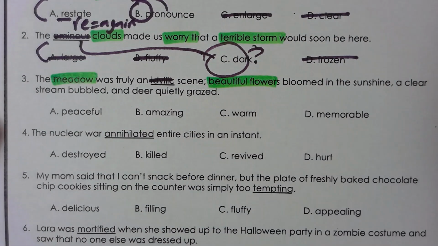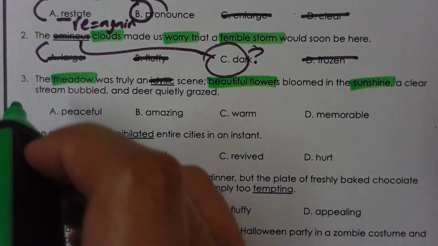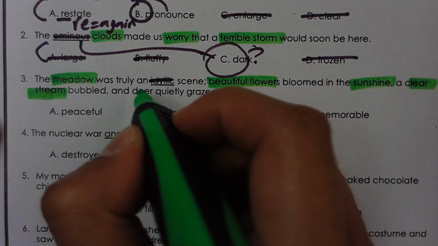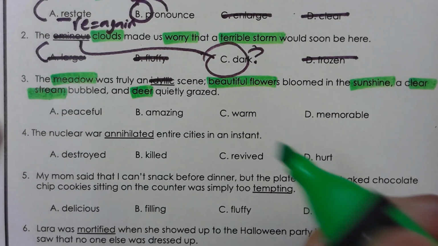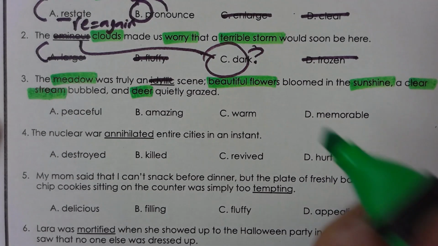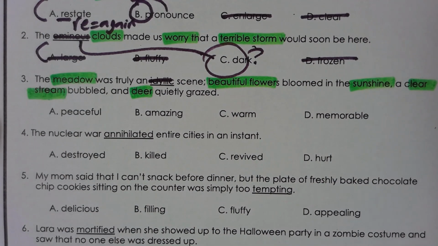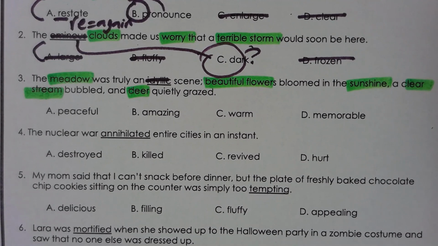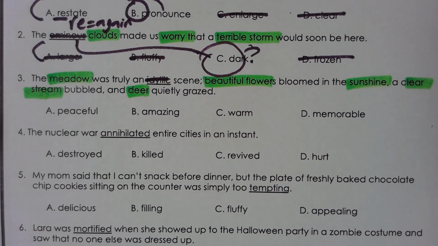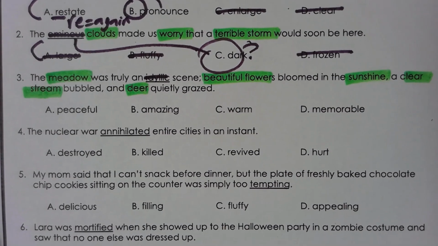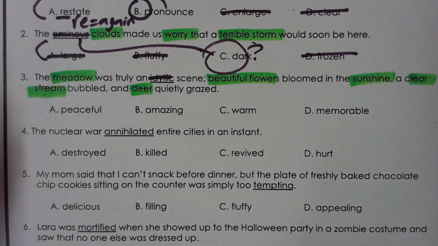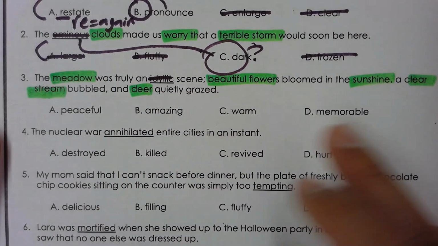Beautiful flowers are located there. There's sunshine, a clear stream, like water flowing, and deer are there, and they're quietly grazing, like they're walking, running beautifully. All these pretty things are there, beautiful flowers. So this means that the word idyllic has something to do with how beautiful flowers, sunshine, this meadow, and this clear stream are all part of this nice scene. So is it peaceful, amazing, warm, or memorable?